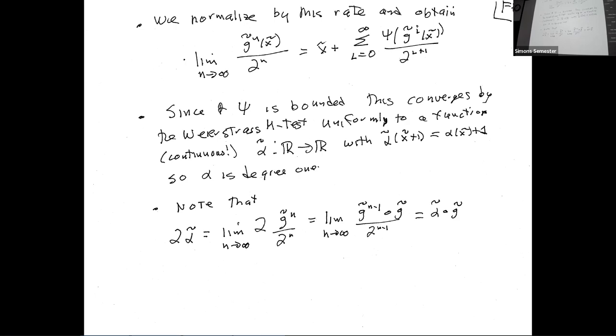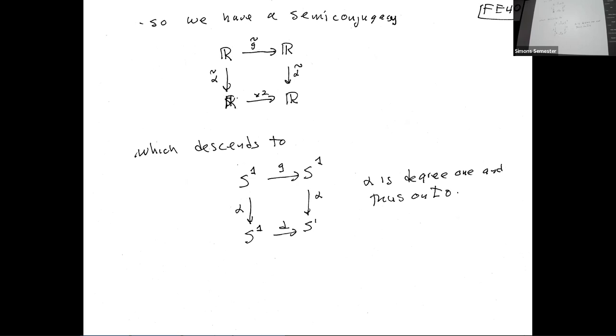So we call the convergent series here alpha tilde. And then you notice, with a little computation and an index shift, that 2 times alpha tilde is alpha tilde composed with g tilde. That follows from this part of the formula once we know it converges. Putting it in a commutative diagram, we get this. Everything is equivariant with respect to deck transformations. We push it downstairs and we get this. Now alpha is degree 1, so it's onto, so we get a semi-conjugacy from anything homotopic to angle doubling to angle doubling.